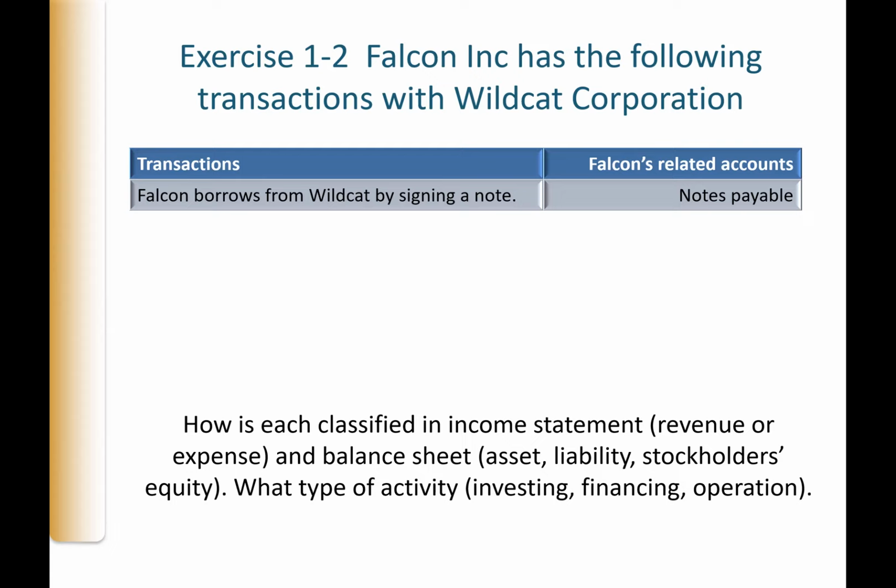When Falcon borrows from Wildcat by signing a note, so now Falcon is borrowing money instead of from a bank, it's borrowing from another company. The account is going to be called notes payable. Whenever we see an account that says payable, we know that it's going to be a liability. We're getting a benefit today, but we owe them the money down the road. So what's happening here? The note payable, the category is a liability. And the activity is financing. We're borrowing money.